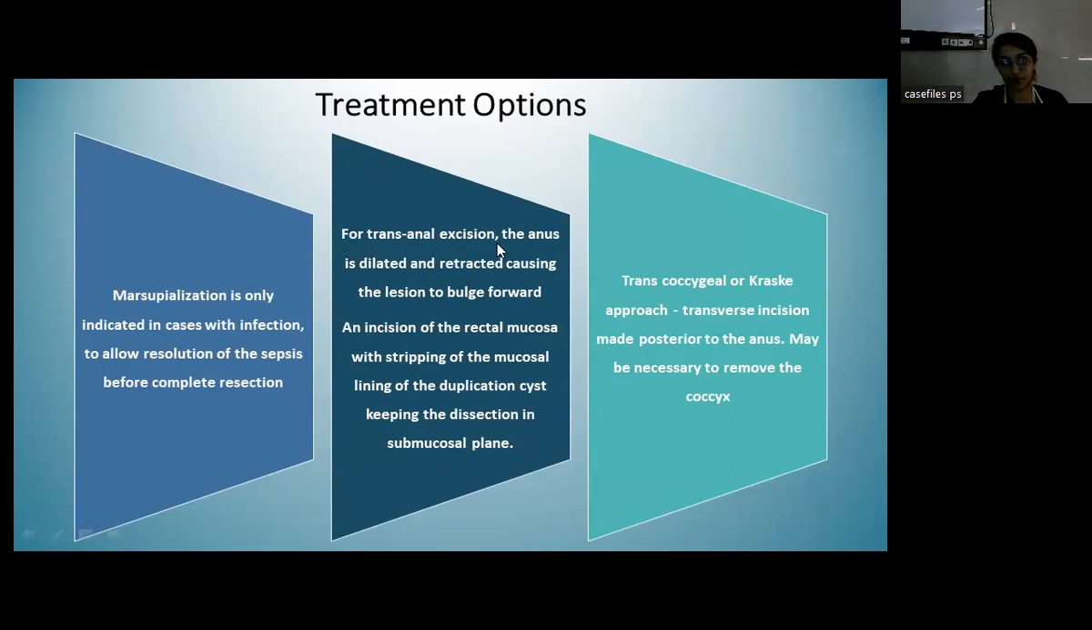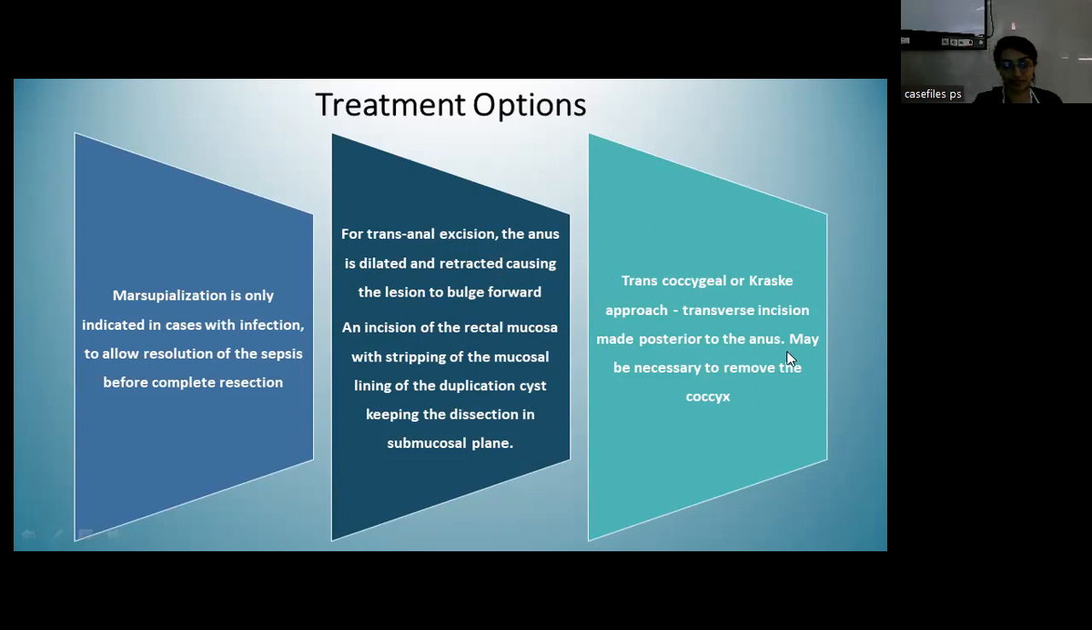Transanal excision can be performed. The anus is dilated and retracted, causing the lesion to bulge forward. An incision is made on the rectal mucosa with stripping of the mucosal lining of the duplication cyst, keeping the dissection in the submucosal plane only, and the cyst can be excised from there.